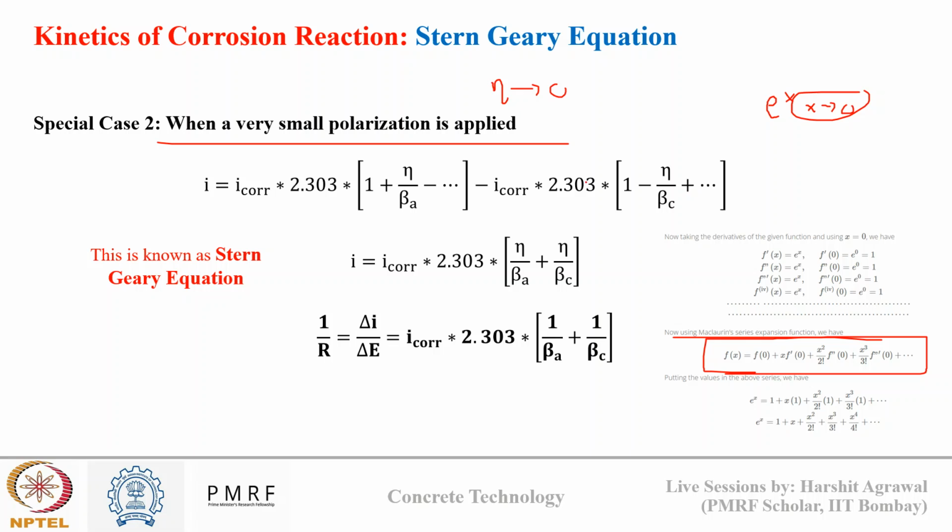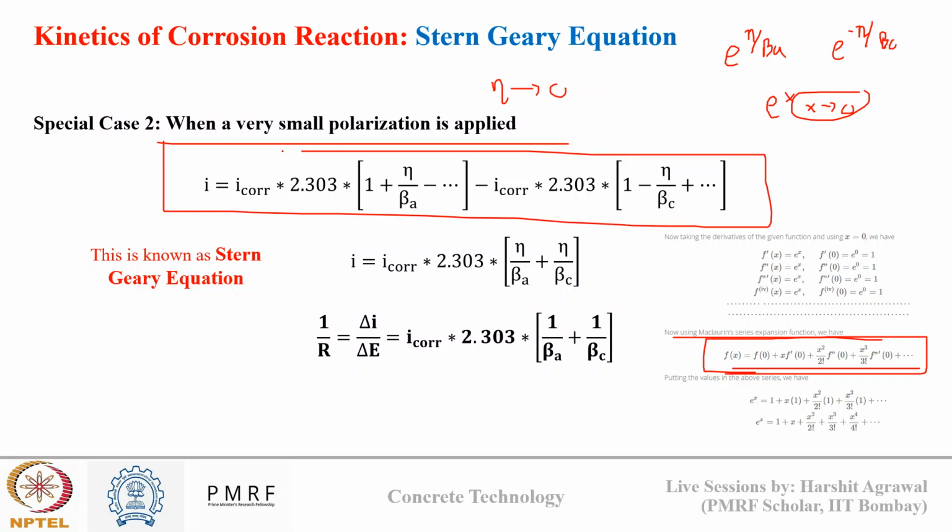So we can expand e to the power eta upon beta a, and e to the power minus eta upon beta c, using this mathematical expression, and it will come out like this. All the higher order terms will tend to 0 because eta tends to 0, so eta square, eta cube, all these values will be almost equal to 0. So we can ignore them and write directly this relationship, which when we simplify converts into I is equal to I corr times 2.303 eta upon beta a plus eta upon beta c. This relationship is known as the Stern-Geary relationship.